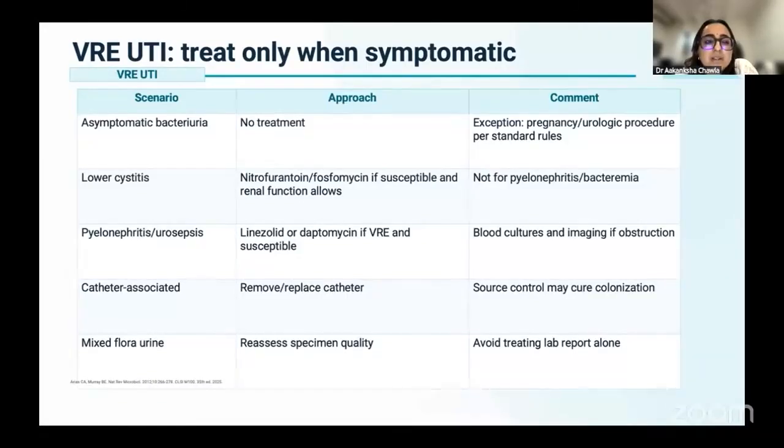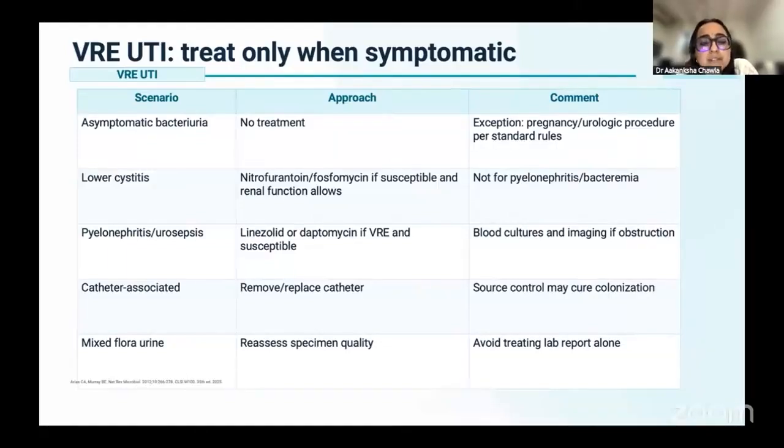Then patients with VRE UTI. If the patient has asymptomatic bacteriuria, please don't treat. Don't just treat cultures, which is the habit. You saw the report and you start adding gram-positive cover. Don't do that. For lower cystitis, nitrofurantoin or fosfomycin, if your bug is susceptible and renal function allows. For pyelonephritis or urosepsis, linezolid or daptomycin if susceptible. Catheter associated, replace that catheter first. Sometimes source control is enough.